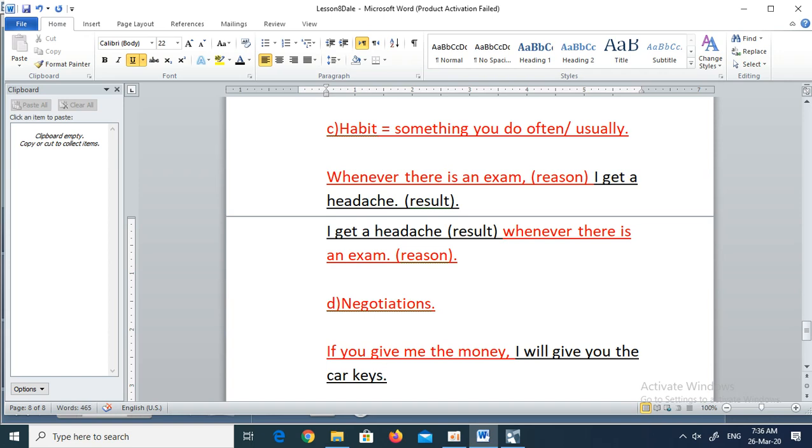So, again, we start with a conjunction if. We start with a conditional clause, which gives us the reason, and then there is a result clause. Okay. I will give you the car keys. That is the result of your giving me the money. The reason that I will give you the car keys is the fact that you have given me the money. So, our conjunction again is if. A negotiation means we are making a deal. I'm telling you, okay, you have to give me so much money and then I will give you the car keys.